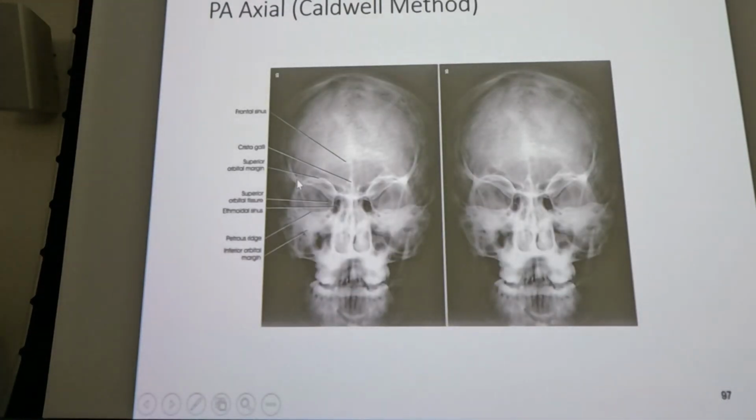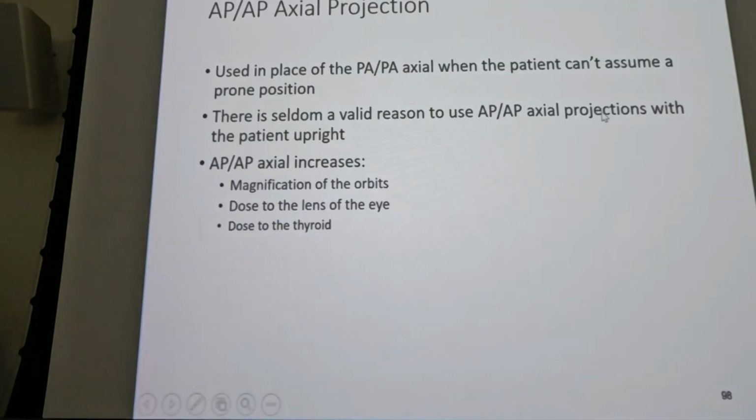Caldwell, on the other hand, now look how rounded the orbits look. Petrous ridges are down here in the lower third. Okay, so PA, fill the orbit. Caldwell, lower third. So we're going to use Caldwell too whenever we look at the sinuses. I'm going to use PA.